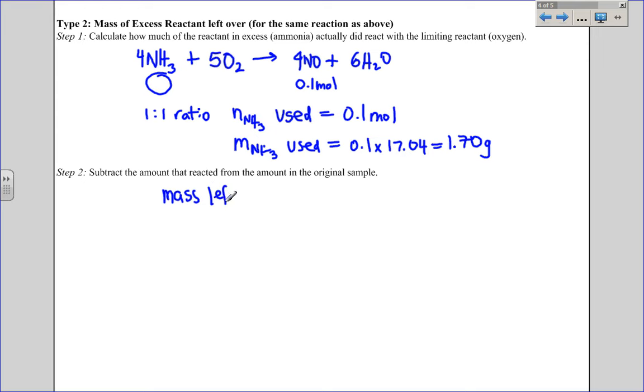The mass left over is going to be what I had minus what I used. So I started with 2 grams and I used 1.7 grams. So therefore, I have 0.3 grams left over.